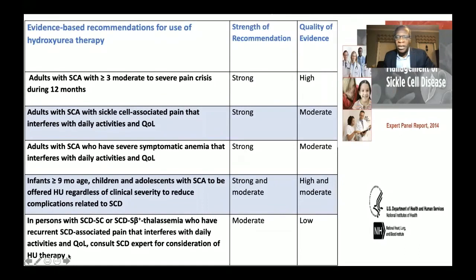The National Heart, Lung, and Blood Institute of the NIH constituted an expert panel to look at management of sickle cell disease based on the best evidence available. What I want to draw your attention to, this is concerning adults, but the one particular recommendation that was made, based on strong and moderate recommendation and high and moderate quality of evidence, is that infants after 9 months of age and adolescents with sickle cell anemia, that is sickle cell SS and S-beta-0 thalassemia, should be offered hydroxyurea regardless of clinical severity to reduce complications of sickle cell disease.